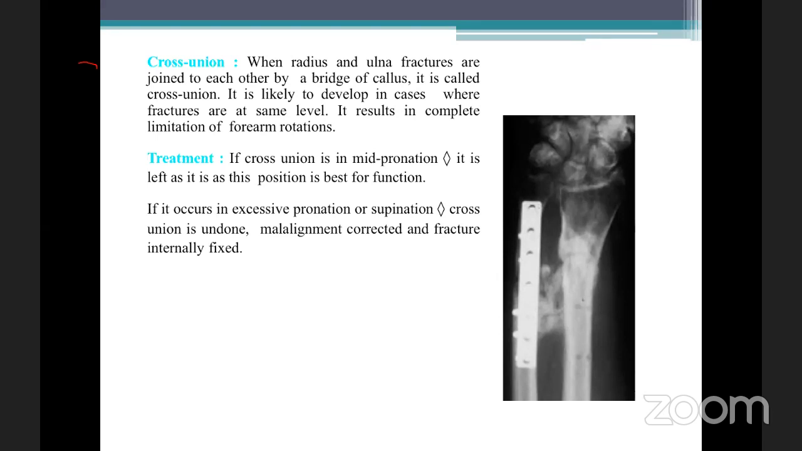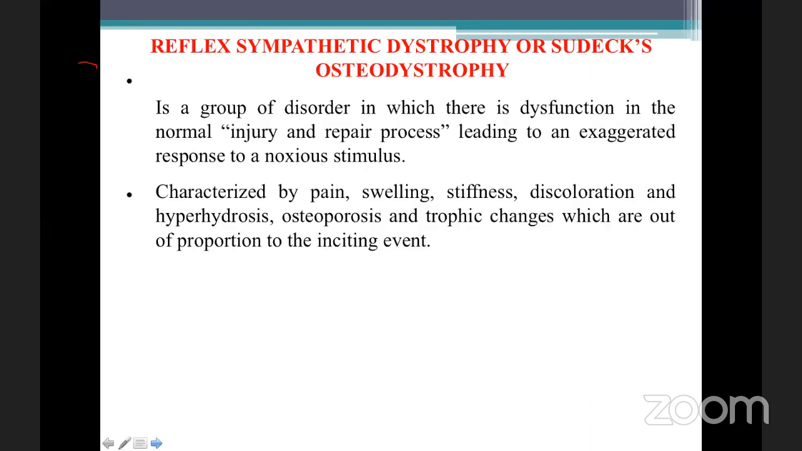So we have discussed non-union, delayed union, malunion, and cross union. I hope you guys are along with me. A couple of topics remaining. Next is reflex sympathetic dystrophy, or pseudo osteodystrophy.